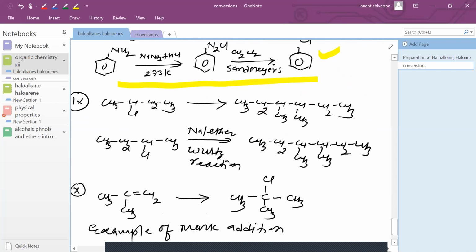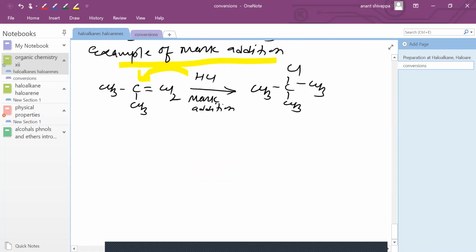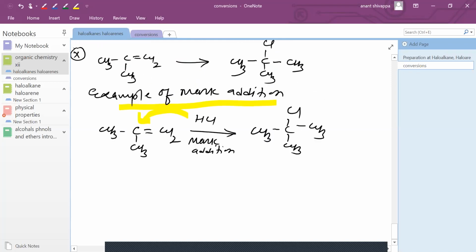The ninth one is 2-chloropropane to 3,4-dimethylhexane. Once again, this is an example of ascent of series. So 2-chloropropane and 2-chlorobutane undergo Wurtz reaction. You will get this product. Then the next example is 2-methylpropene to 2-chloro-2-methylpropane. This is an example of Markovnikov addition. Halogen is added to the carbon which contains fewer hydrogens. So halogen is added here to this carbon. So I have taken some examples.